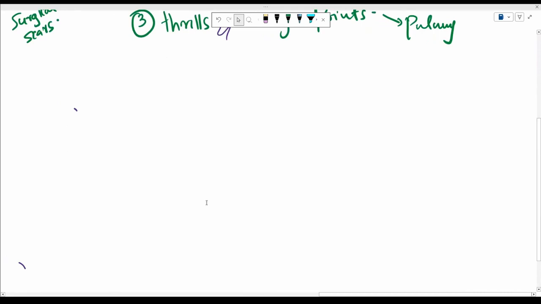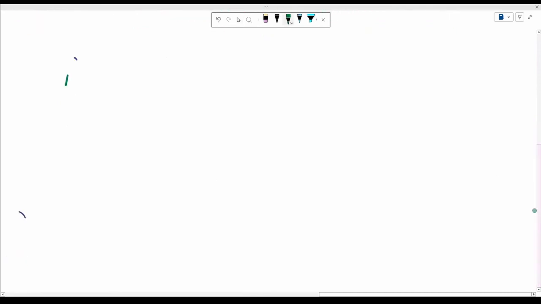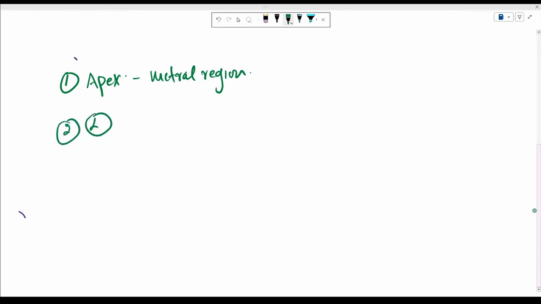So under auscultation, you need to make sure you remember this order. The number one point to keep is your apex. So that is the mitral region. Then you need to keep it in the left lower sternal edge. Left lower sternal edge. Now that is the tricuspid region.